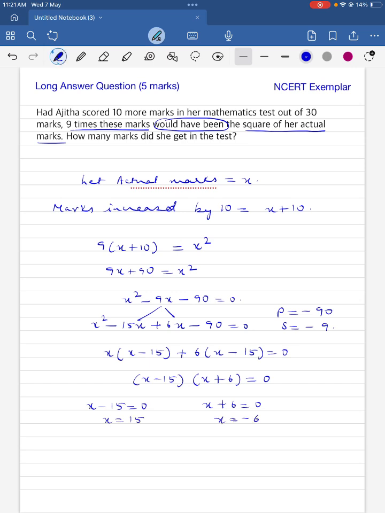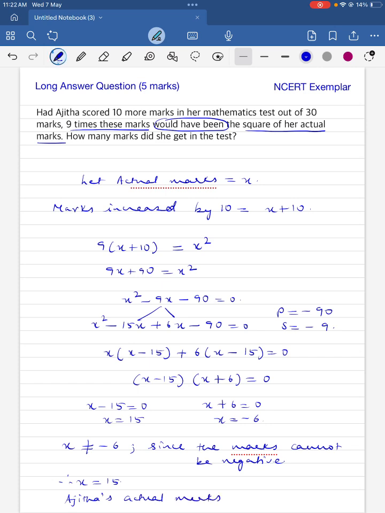Now since marks cannot be negative, x is not equal to negative 6. Why? Because marks cannot be negative. Okay, so therefore x is equal to 15. That is Ajitha's actual marks is equal to 15.